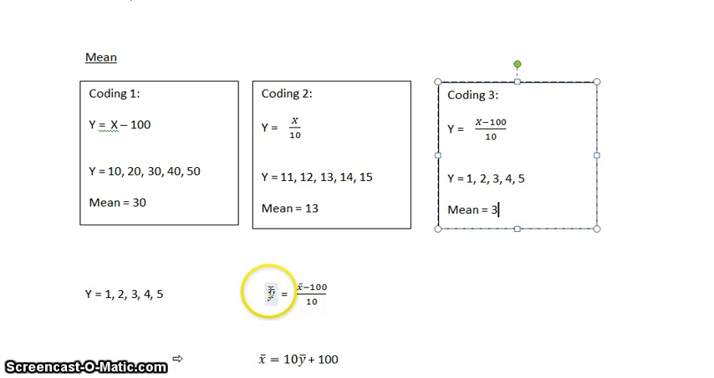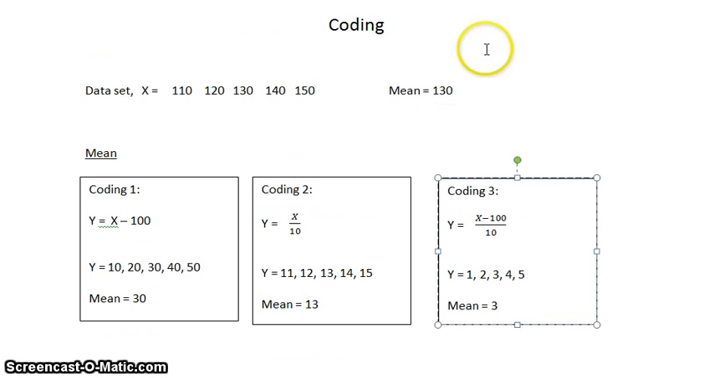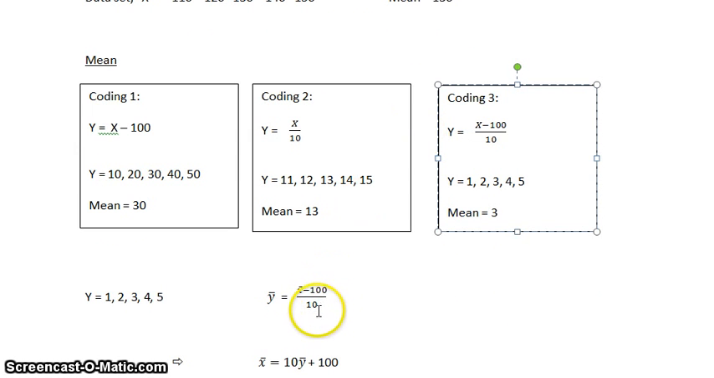The mean, Y bar, we can substitute in, and the mean of X bar, we can substitute in. So we do X bar. Now X bar is this number here, the mean of X, that's 130. Take away 100, divide by 10. 130, take away 100, divide by 10, that is indeed 3.